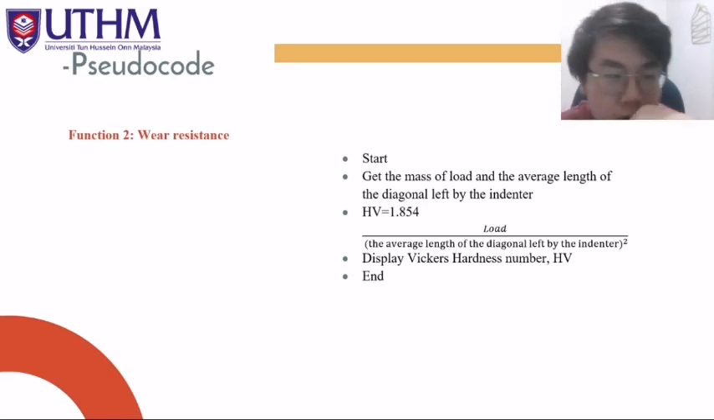Here is our Gantt chart for the function called Vickers hardness. They have 5 steps here. The first step is start. The second step is get the mass for load and the average length for the diagonal left by the indentation. The third step is the formula to calculate the Vickers hardness number. The fourth step is display the Vickers hardness number. The fifth step is end.